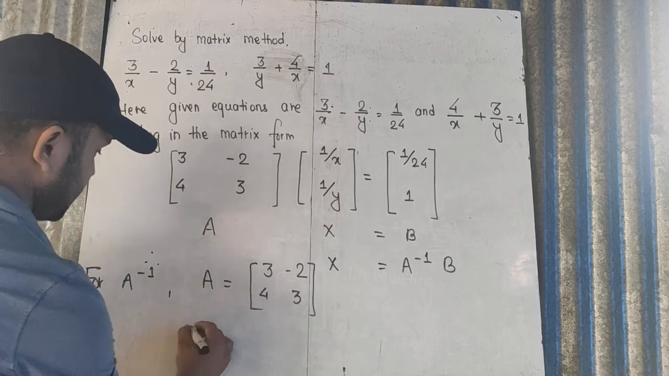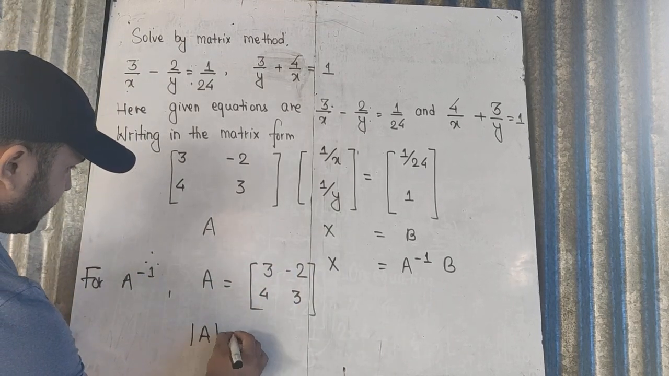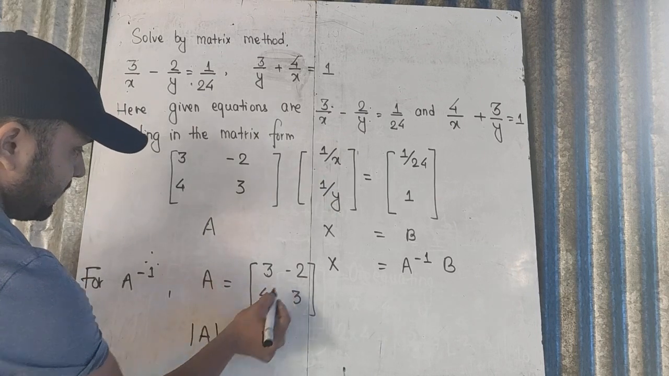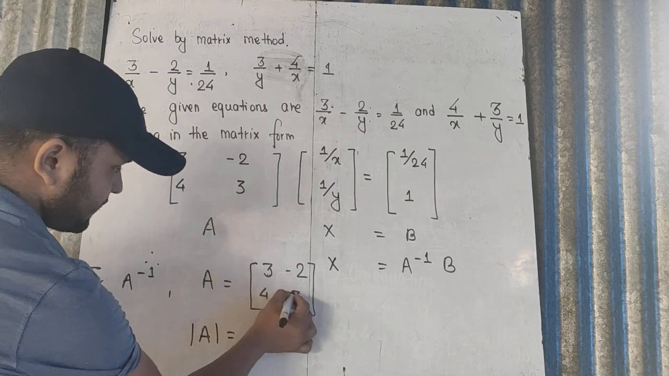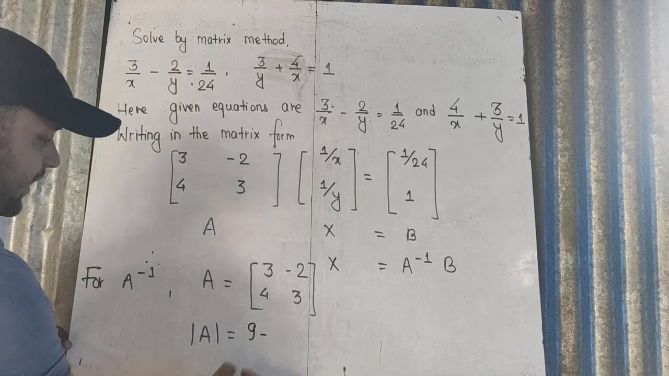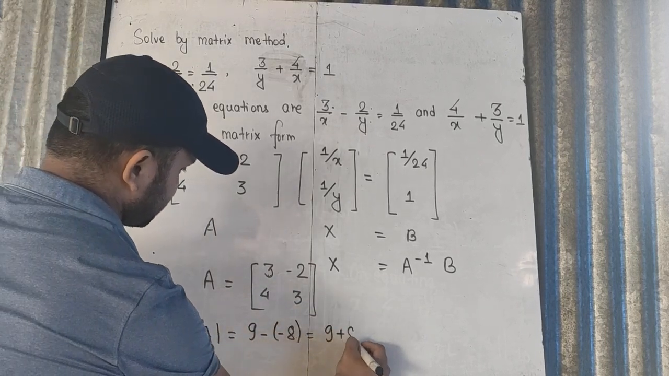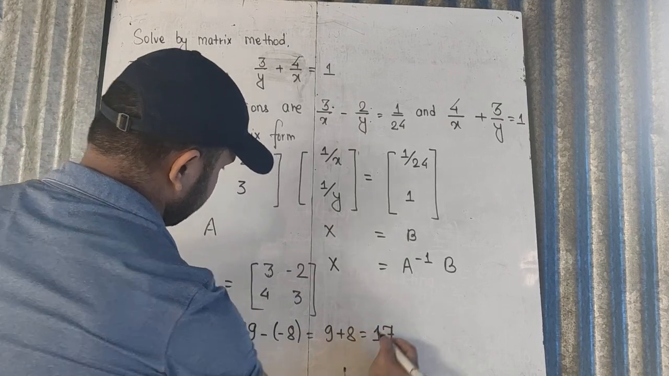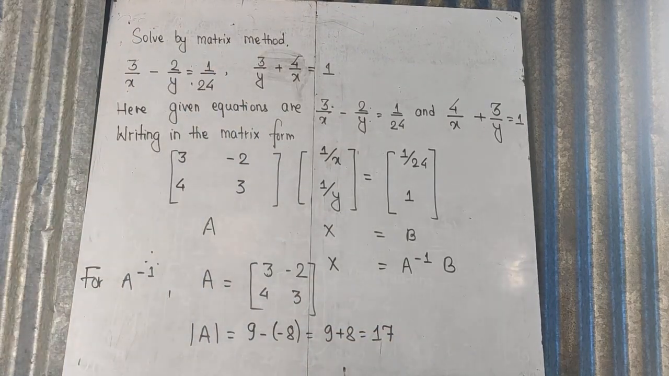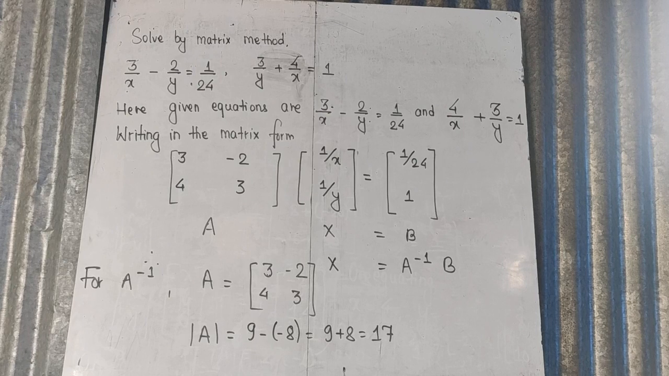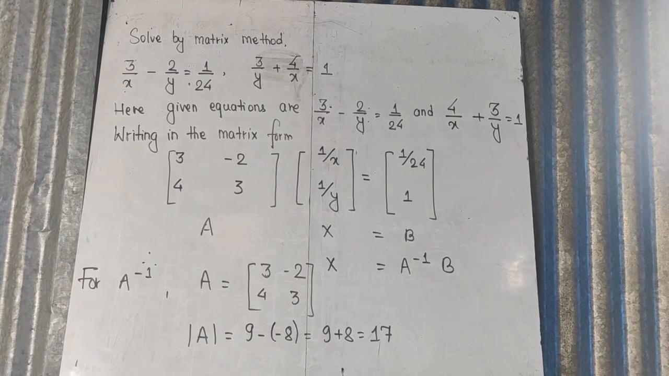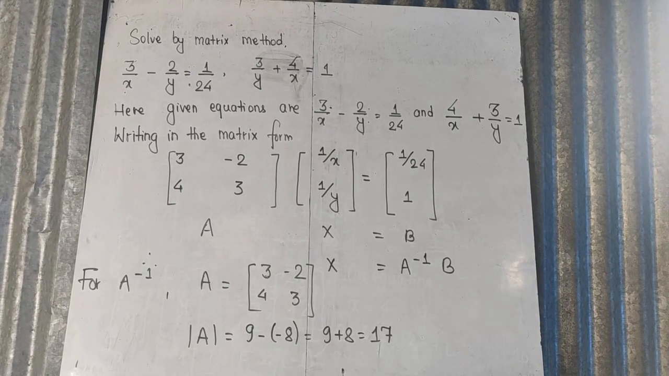This is our A. Now we are going to find the determinant of A. To find the determinant of A, we multiply the principal diagonal. 3 into 3 gives 9, minus 4 into minus 2 gives minus 8. So 9 plus 8 equals 17. We got the value of the determinant of A.